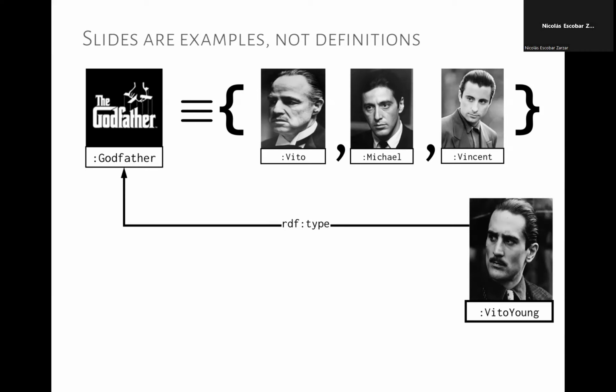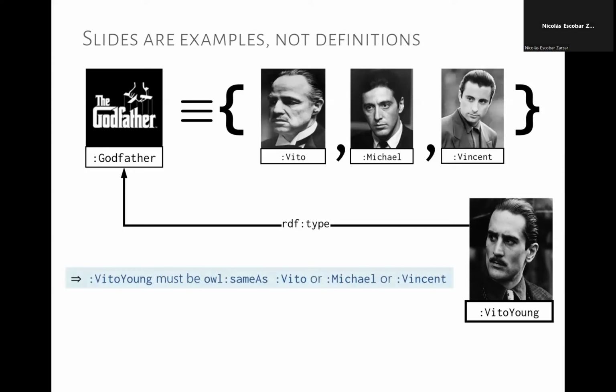So for example, if we know that Vito Young is a godfather, what could we say about Vito Young? We have some additional information, right? So Vito Young is a godfather, and godfather consists of precisely those 3 entities. What can we say about Vito Young? He's one of those. So we know that Vito Young must be the same as one of these entities here, as Vito, Michael, or Vincent. So Vito Young must be the same as Vito or Michael or Vincent.